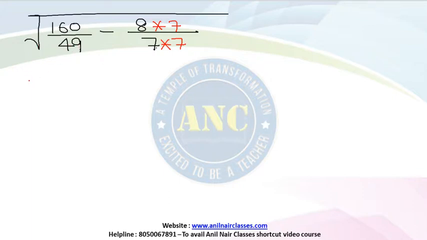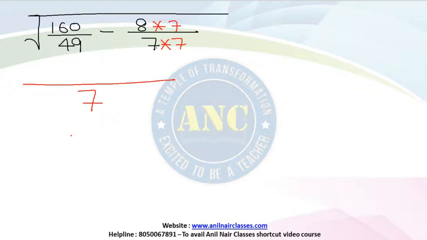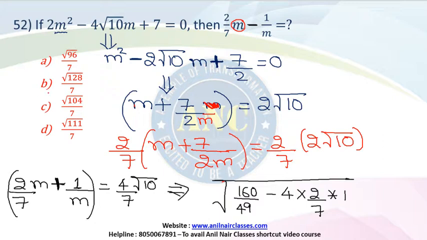Square root of 49 is 7. That means the denominator should have 7. But all the 4 options are having denominators as 7, so I cannot stop at this point. Numerator is nothing but square root of 160 minus 56. It is 104. Final answer for this question is square root of 104 by 7, which is option C.